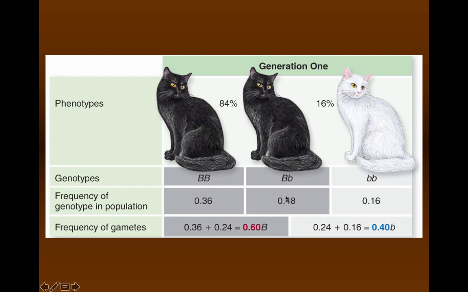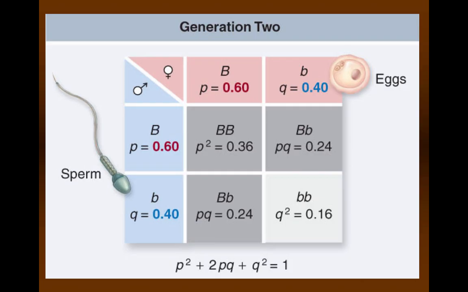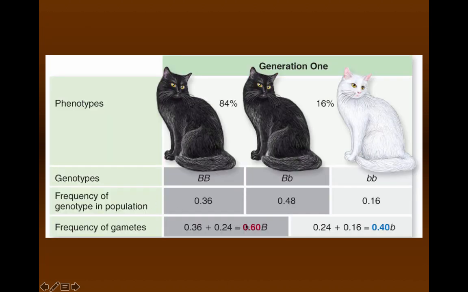So 24% plus 36% gives you 60, and then 24% plus 16% gives you 40% over here. All right, so that is generation 1 of our house cats that we're starting off with in our analysis. Now, based on that, we know that 60% of the sperm cells in the population are going to carry the big B allele, and 40% are going to carry the little b allele, because those are our percentages here, right? So big B was 60%, little b was 40%.